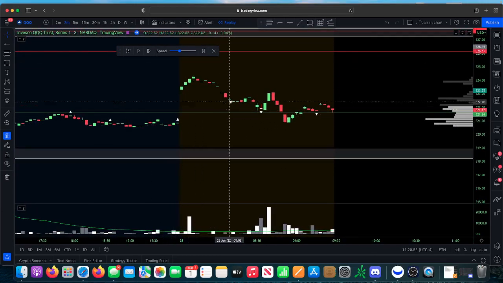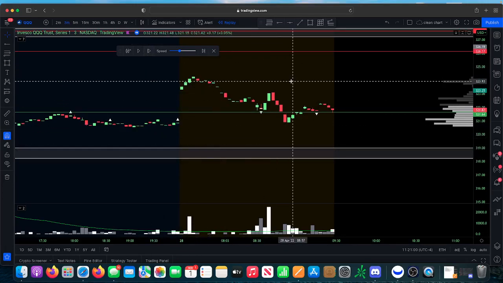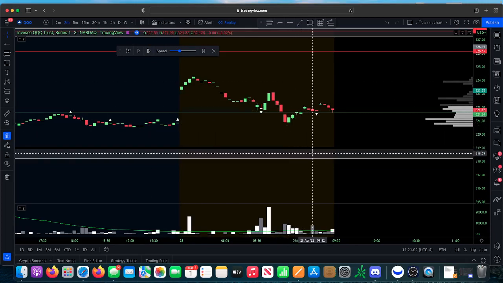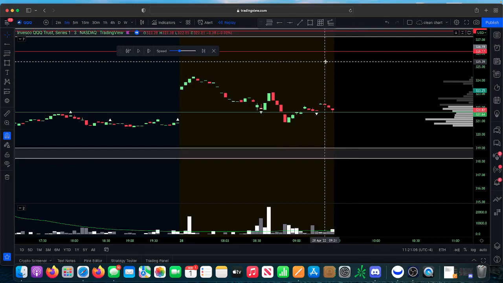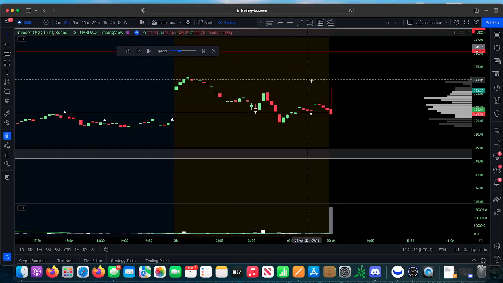We got a good gap here. My favorite ORB is when we gap up and then we take the ORB to the downside, or when we gap down and we take the ORB to the upside. Those have been some of my most profitable trades recently.